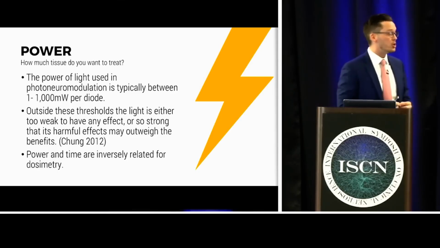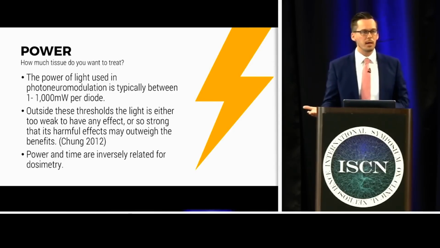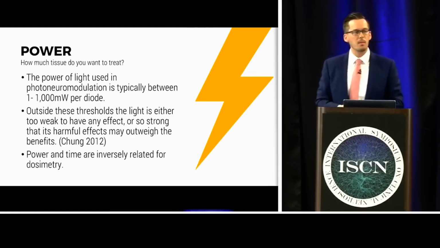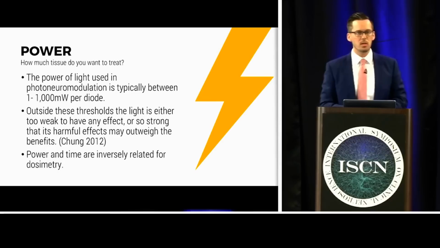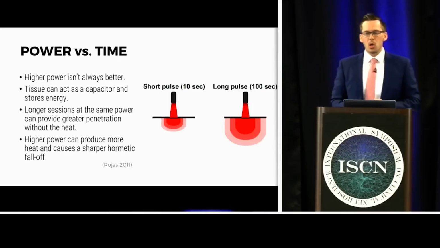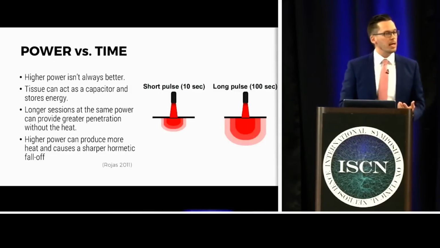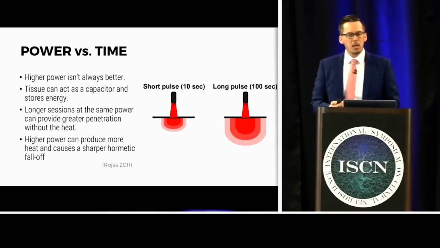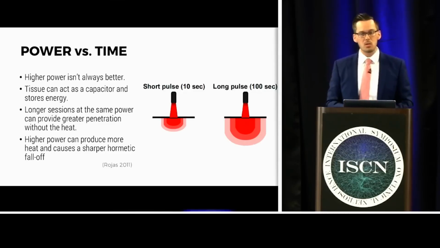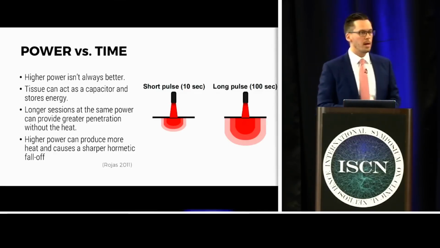Power and time are inversely related in dosimetry, so the more power you have, the less time you'll treat for, but less isn't always more, right? Because we're going to talk in a minute about tissue capacitance. Tissue can actually store energy, so maybe longer is better. As we just said, higher power isn't always better. Tissue can act as a capacitor and store energy over a period of time. With longer sessions at the same power, you can get greater penetration without necessarily heating up the tissue as much. Higher power can produce more heat and causes a sharper hormetic curve.